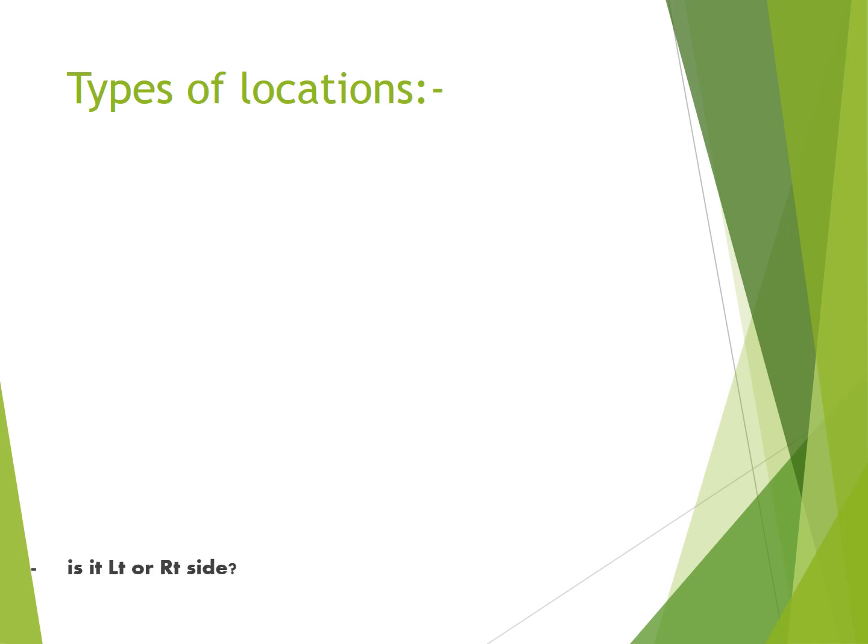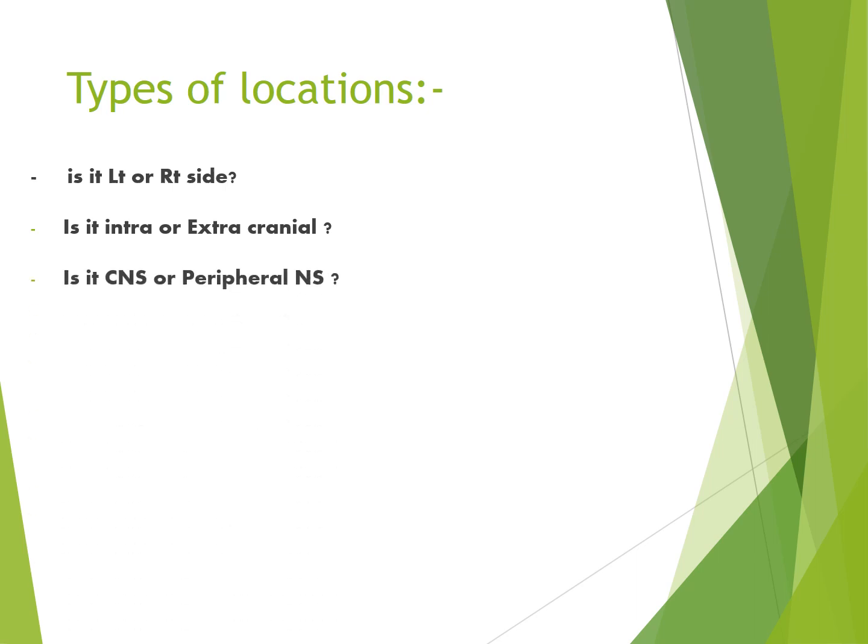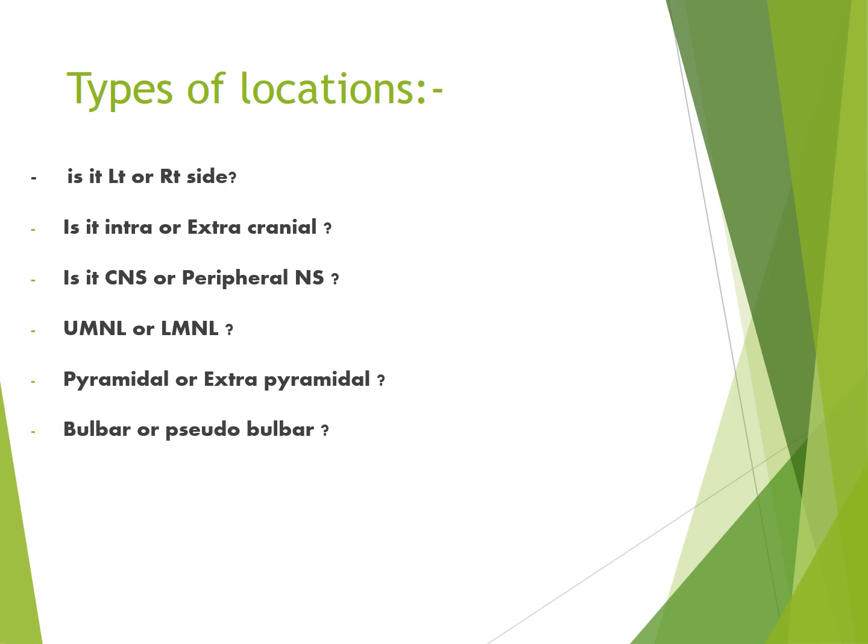Okay, types of localization. Simply we can say, is it left or right? Is a type of localization. Or is it intracranial or extracranial lesion? Is a type of localization. And so on. Central nervous system, peripheral nervous system, upper motor neuron type or lower motor neuron type. Is it pyramidal or extrapyramidal? Is it bulbar, pseudobulbar? Is it muscular or neurological?